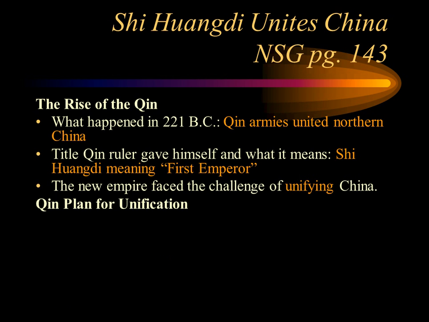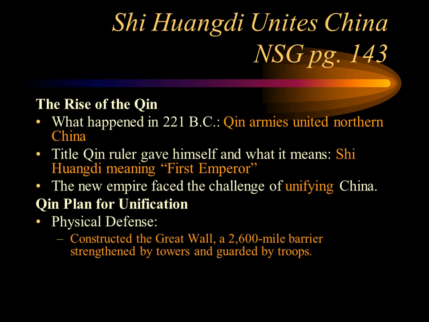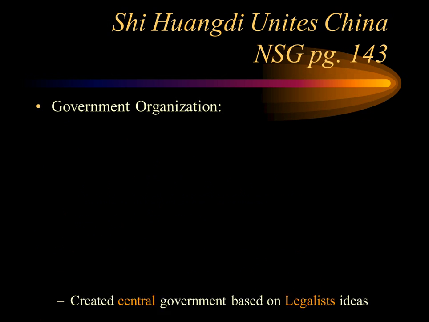So his plan for unification. First, physical defense. He constructed the Great Wall, or the beginning of it, a 2,600-mile barrier, strengthened by towers and guarded by troops. The government organization.